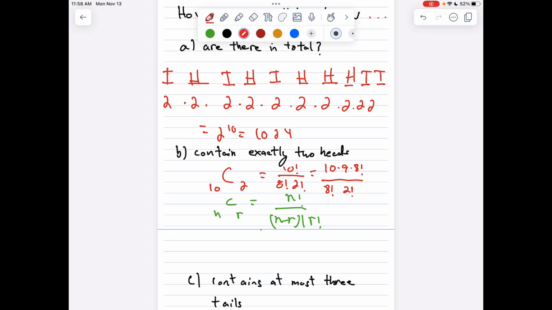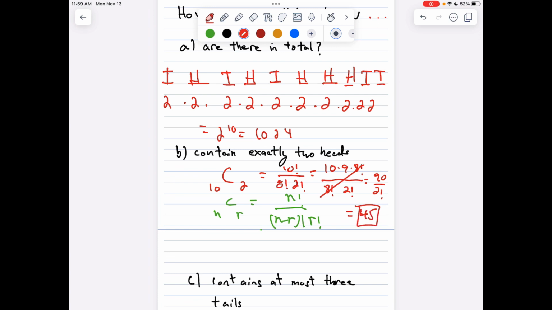I'm going to rewrite 10 factorial as 10 times 9 times 8 factorial. Because 10 factorial would just be 10 times 9 times 8 times 7 times 6, 5, 4, 3, 2, 1. Well, starting from 8 down to 1, that's 8 factorial. So these cancel, and you get 90 over 2 factorial, which is 45. So that's our result for that.